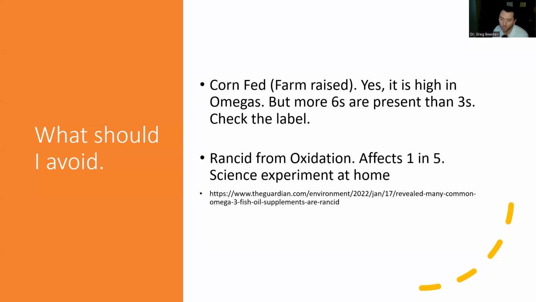So look at your label. Make sure that it is obvious that a high proportion, if not all of your omegas are coming from 3s and not 6s. But then also look out for oxidation, because some of these products, unfortunately, have to put so many omega-3s in there, and they know that over time it's going to slowly denature and break down just because that's a natural process. They still have to put in way more than what we thought was necessary in order for it to properly get to the market and for you to sell it on a timely basis.